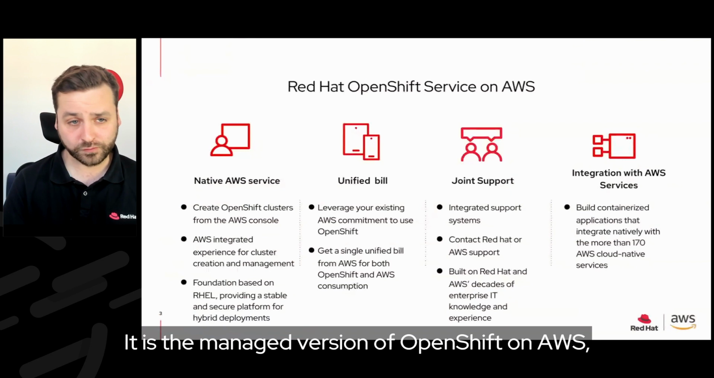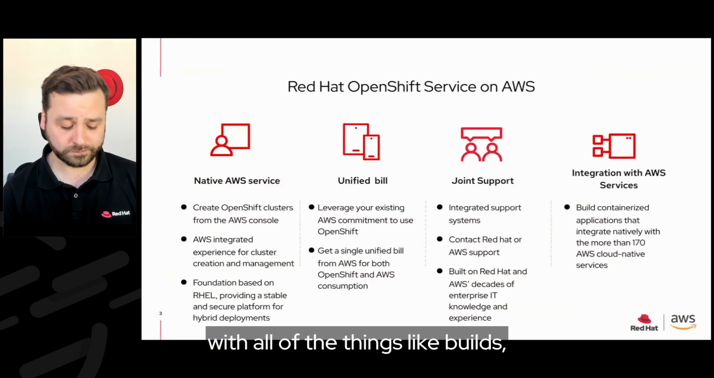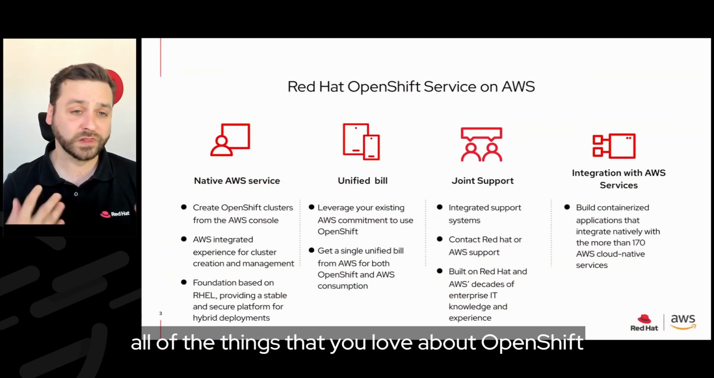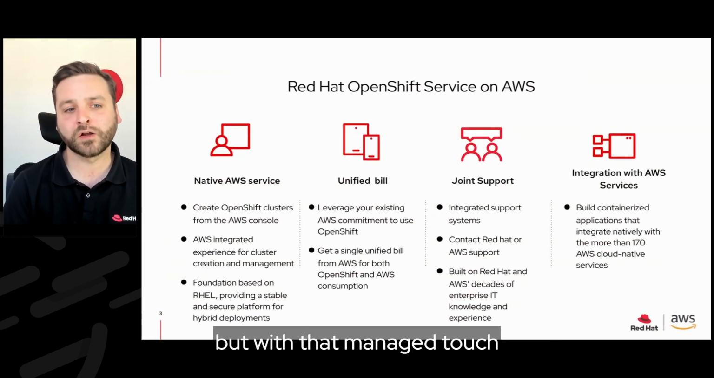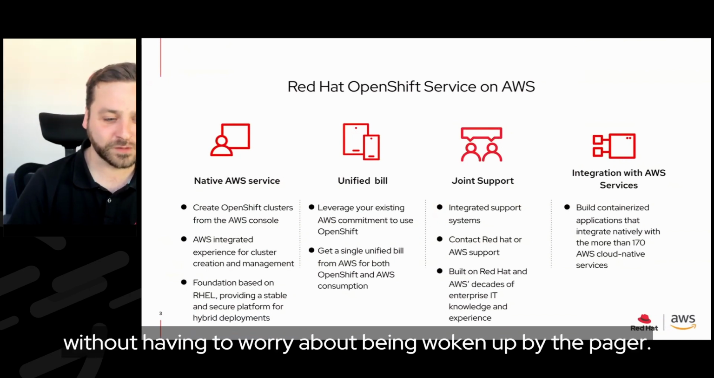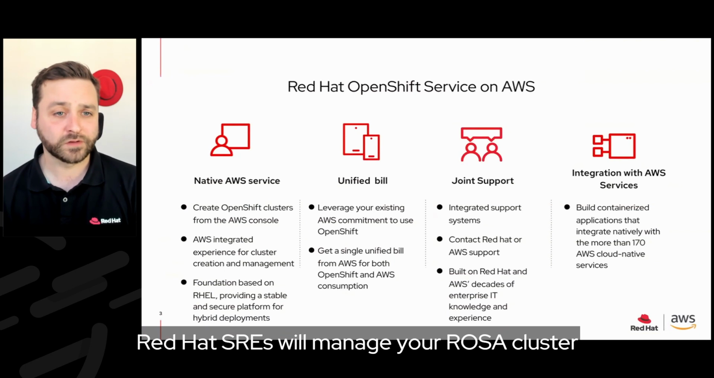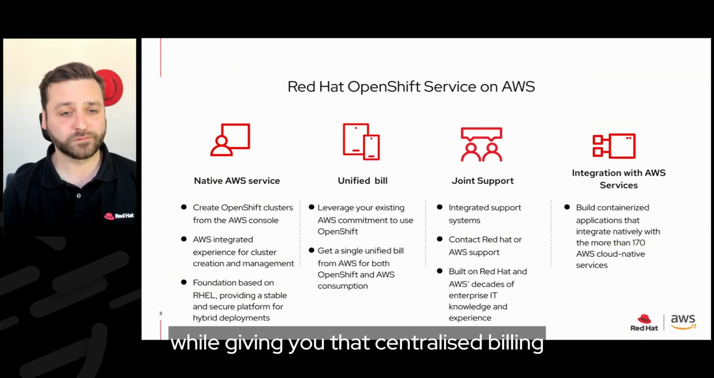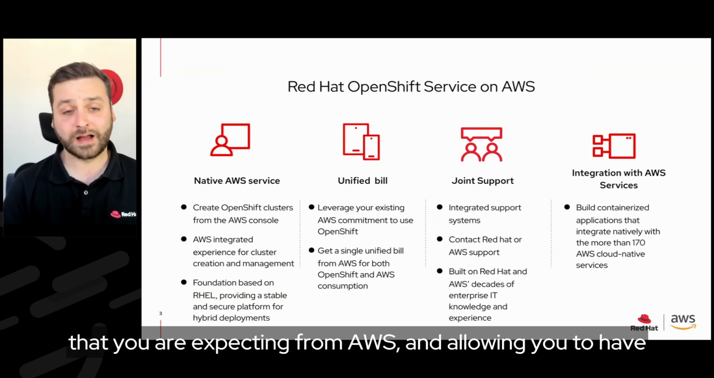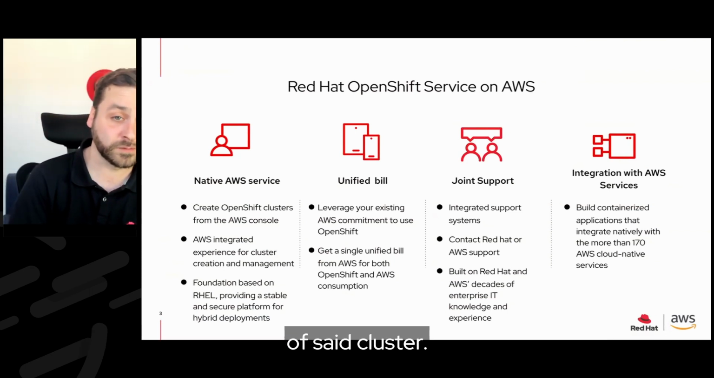It is the managed version of OpenShift on AWS, which gives you all of the benefits of OpenShift, all of the things like builds, all of the things like CI/CD, all of the things that you love about OpenShift, but with that managed touch that allows you to sleep through the night without having to worry about being woken up by the pager. Together with the AWS support, Red Hat SREs will manage your ROSA cluster and look after that for you, while giving you that centralized billing that you are expecting from AWS, and allowing you to have all of the things you love about OpenShift without having to worry about the day-to-day management of said cluster.